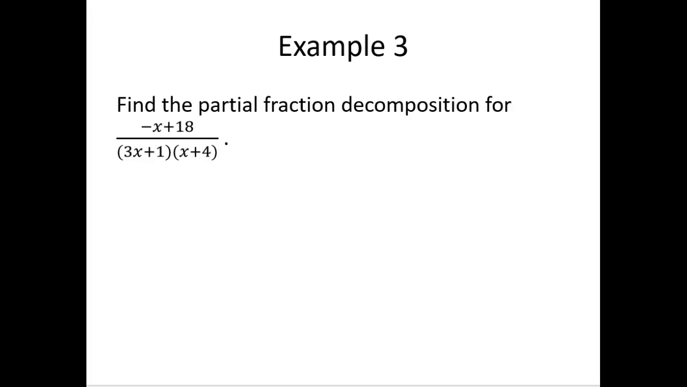Example 3 from lesson 8.3. Now we're actually going to find the partial fraction decomposition for this fraction, negative x plus 18 divided by 3x plus 1 over x plus 4. Fortunately, we had already set up or gotten a setup for it. Okay, so we had a over 3x plus 1 plus b over x plus 4.